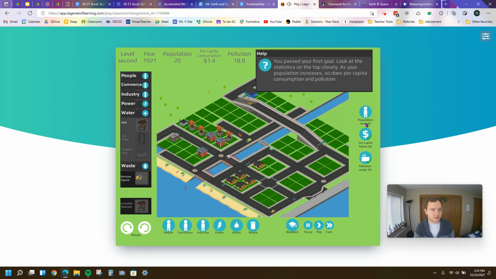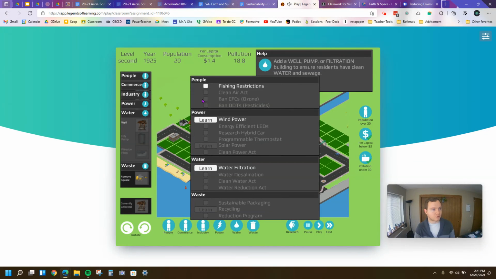And you can see some of the goals here on the left. So I want to get my population up a little bit more. I want my money to be below $2 a person for what I'm spending on services, and my pollution under 30. And you can see some of those different metrics up here. You also have a research tab where you can research different technologies. So I can learn wind power and water filtration, and that can help reduce my pollution here at the end. And you play that till you get through all the goals. That's the idea.